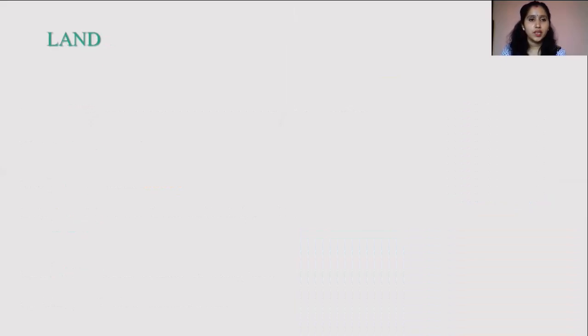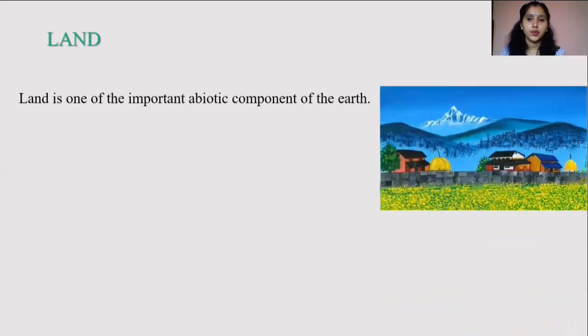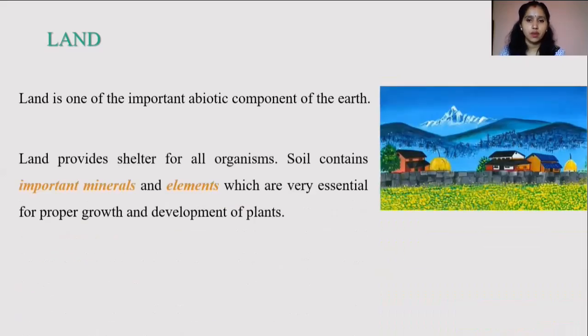Now next component, abiotic component, that is land. Land is one of the important abiotic components of the Earth. The importance of environment also we have studied in previous classes. Here you can see how land is being used for various purposes. Land provides shelter for all living organisms.